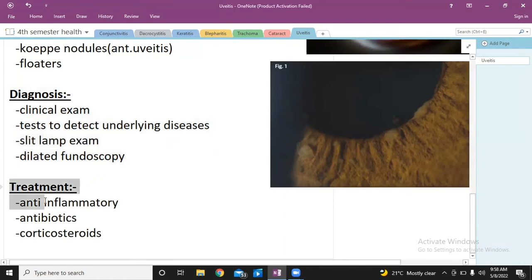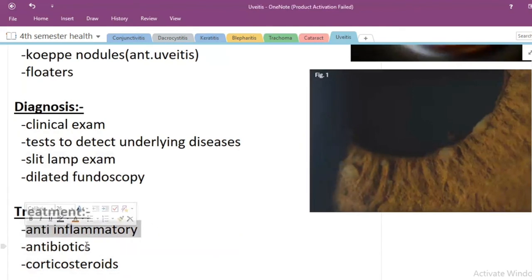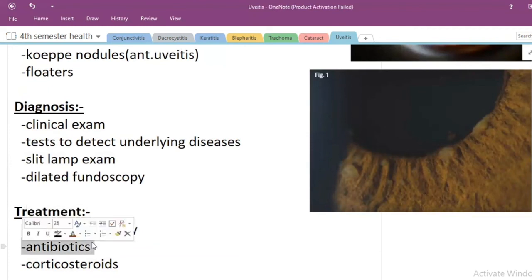Okay, then there is treatment. How do you treat uveitis? Look, if there is inflammation and there is infection, you have to treat two things. You have to decrease the inflammation, and you also have to treat the pathogens and the underlying disease. So treating the infection is one thing, treating the inflammation is another thing. So you have to take both of the drugs: anti-inflammatory drugs like ibuprofen and NSAIDs, and you can take antibiotics based on the underlying disease. Depending upon the disease, you have to give antibiotics.